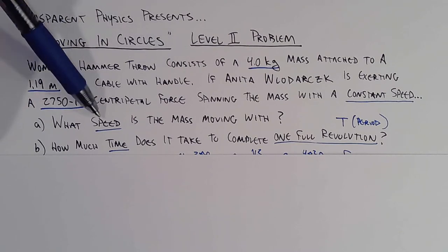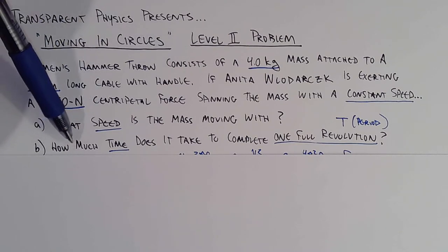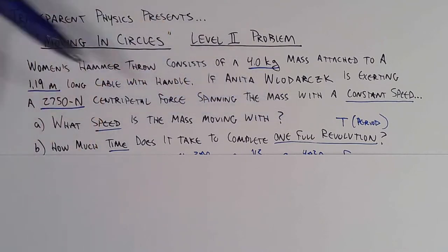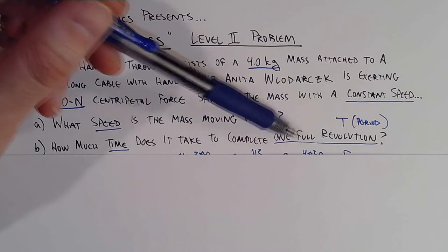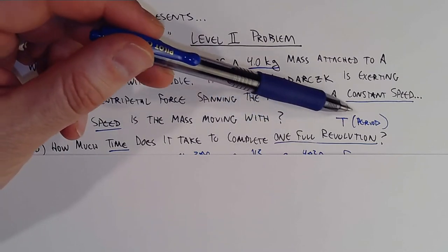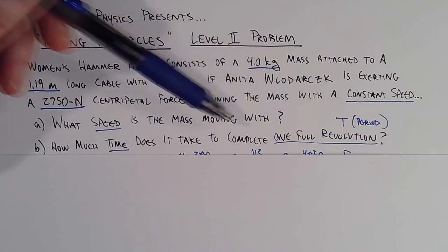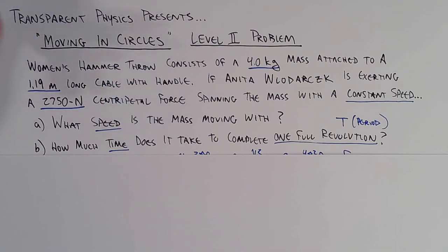But we are interested in solving for that speed, and we're interested in the amount of time it takes to complete one full revolution. The time it takes to complete one full revolution is a period, capital T. So they don't actually say solve for the period, but you should infer it from the information that's provided.